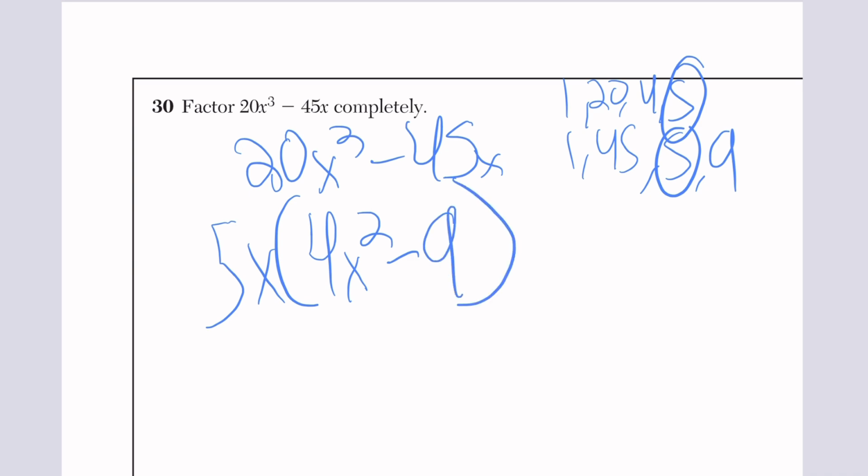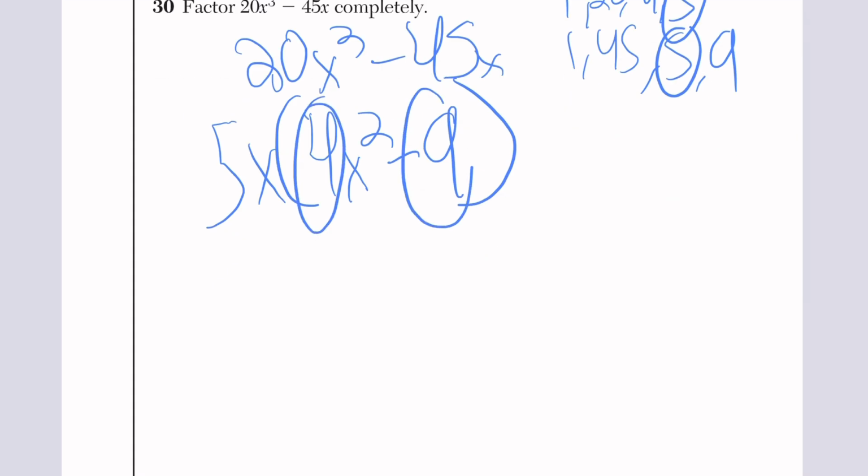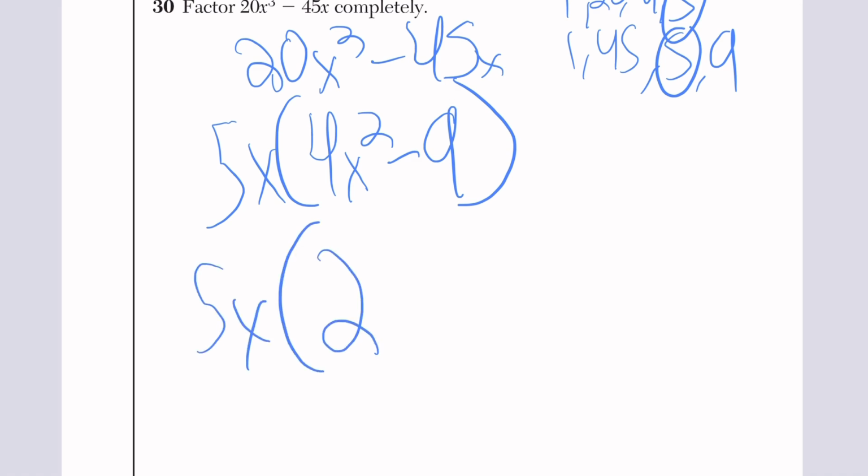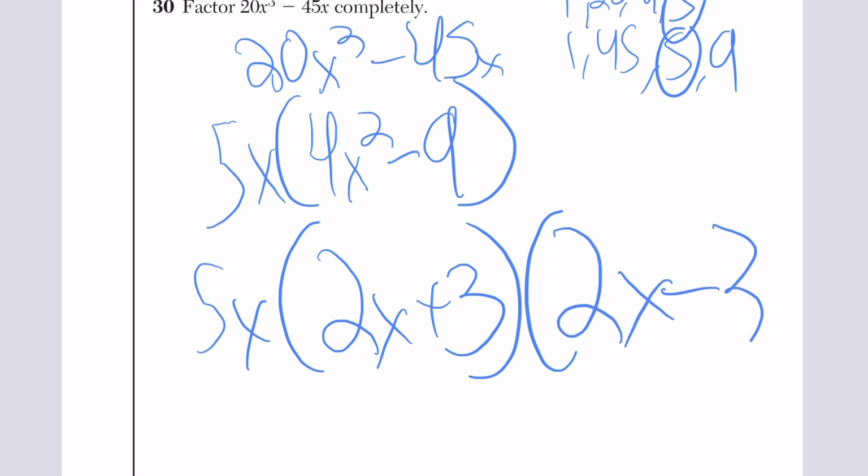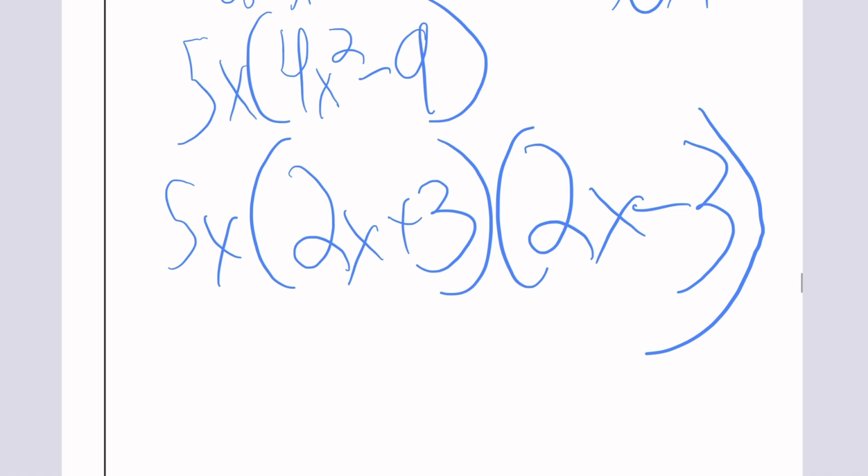That can be factored even more. These two numbers are perfect squares. So 2 times 2 is 4, and 3 times 3 is 9. But we have a negative 9, so it's going to be a negative 3 and a positive 3. So we're going to just copy this down, and we have 2x plus 3 times 2x minus 3. Because it's going to be a negative 9, it's going to have the same value as this. So this is our completely factored equation.